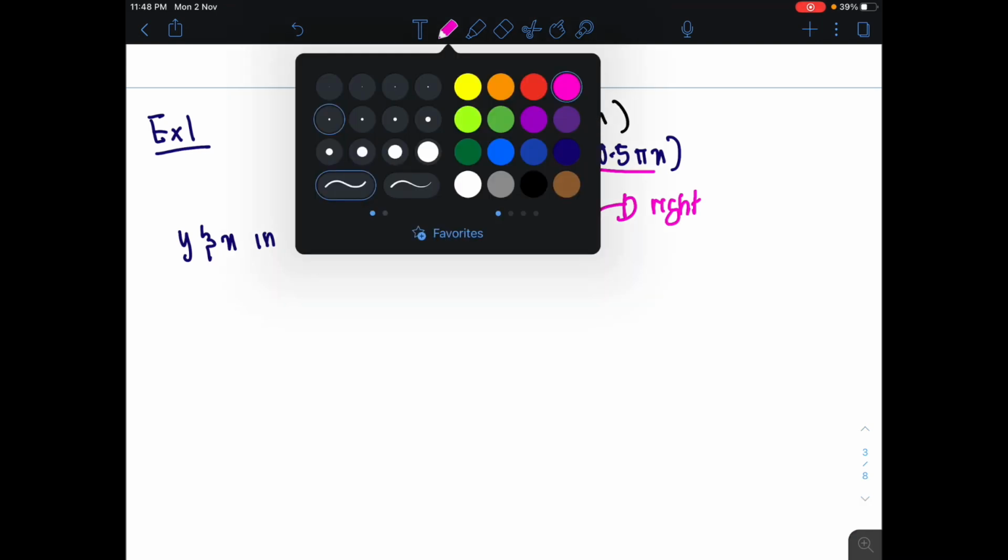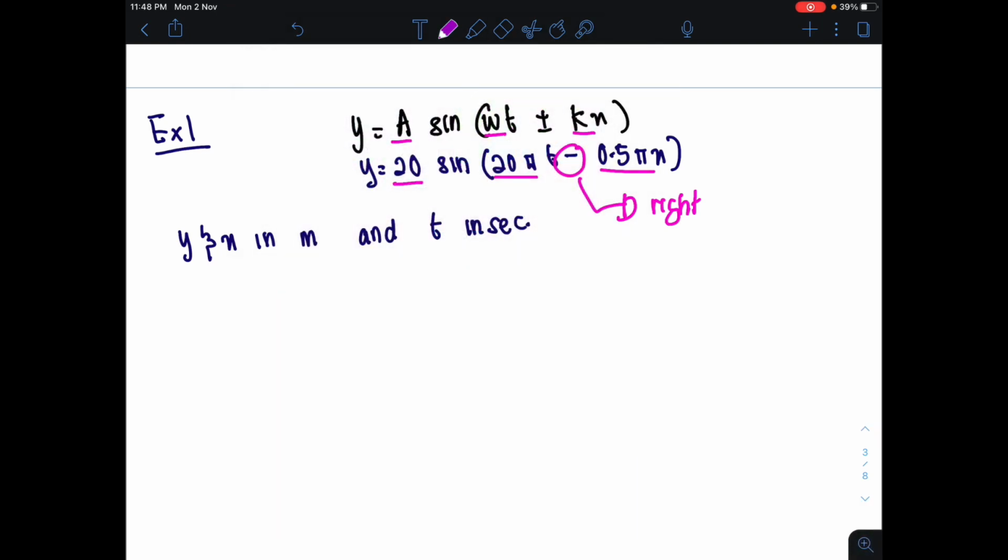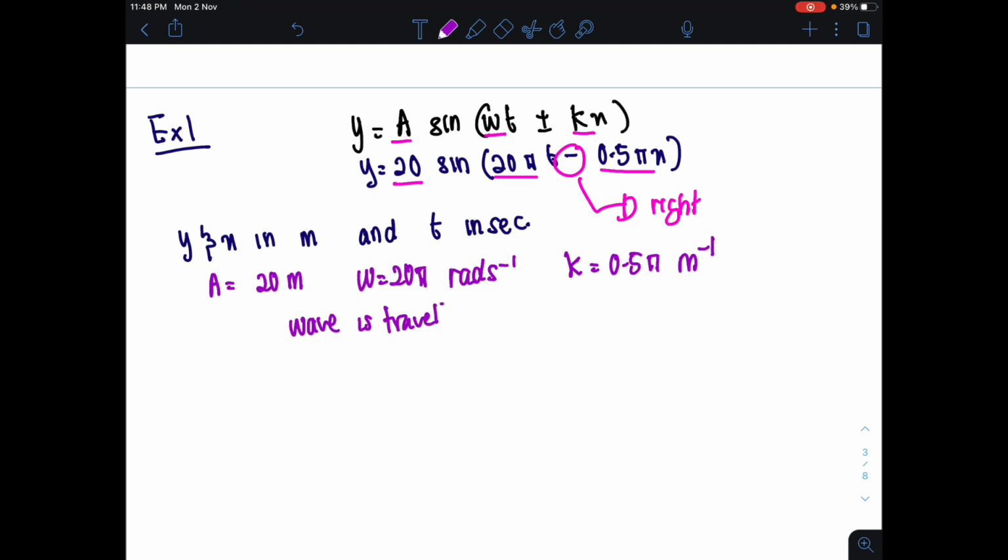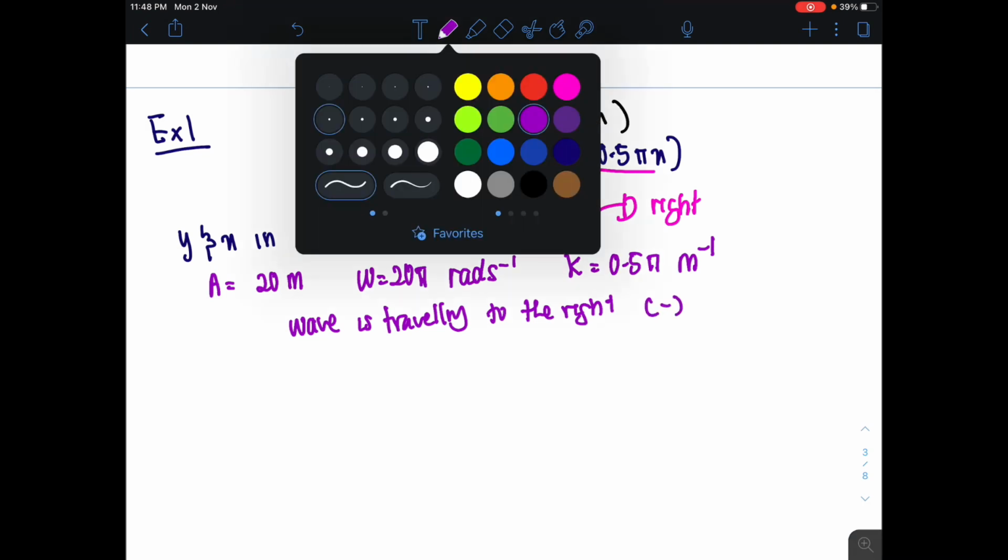So now I can write all the information I have: A is equal to 20 meters, ω is equal to 20π radians per second, and k is equal to 0.5π m^-1. This is the unit for wave number. And the wave is traveling to the right, as the equation has a negative sign.